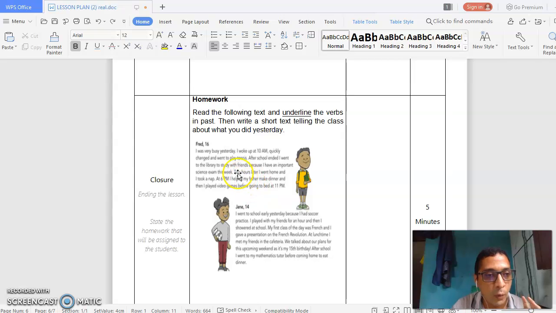So for example, here we have Fred, I was very busy yesterday. I woke up. Woke up is a simple past verb. So what you have to do is to underline that verb. You have to identify the verbs in simple past and underline them. So guys, it is a homework which lasts 5 minutes.